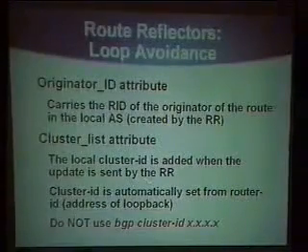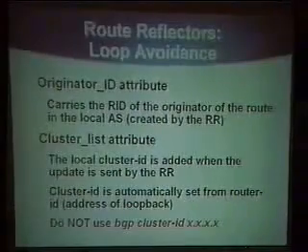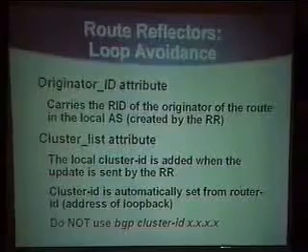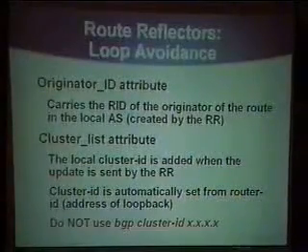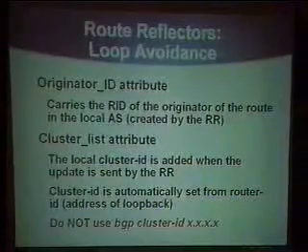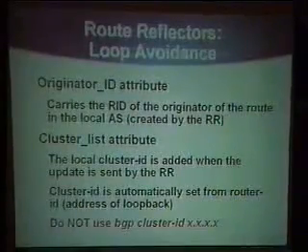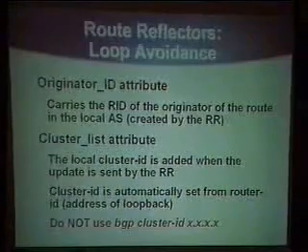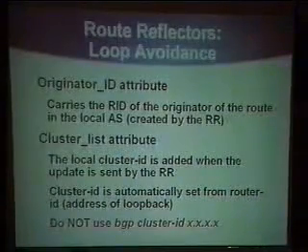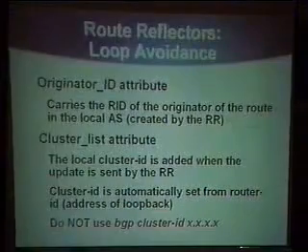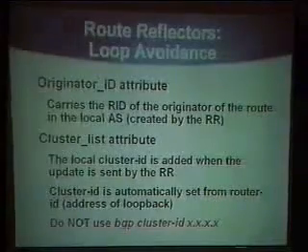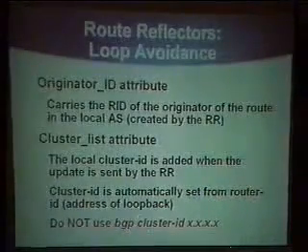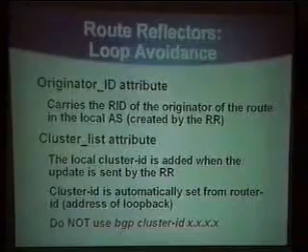Cluster ID is added when the update is sent by the route reflector. Cluster ID is automatically set from the router ID. So if you're using a loopback interface in the router, well, the router ID will come from that. So the cluster ID is set from that. Do not use the BGP cluster ID command. Too much documentation says this is a good thing to do. I'm afraid the documentation is wrong. Okay, you can just land into so much trouble using the cluster ID like that.